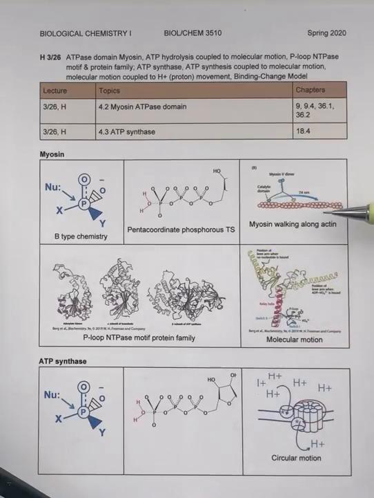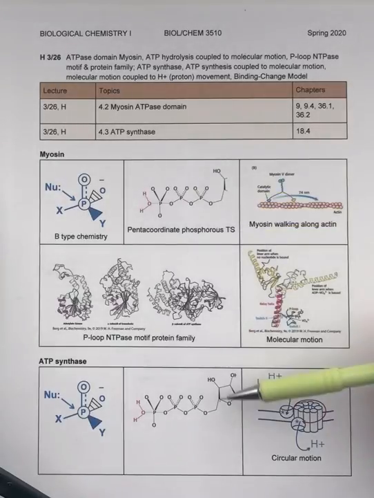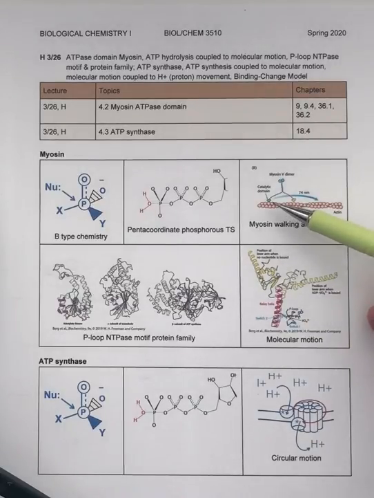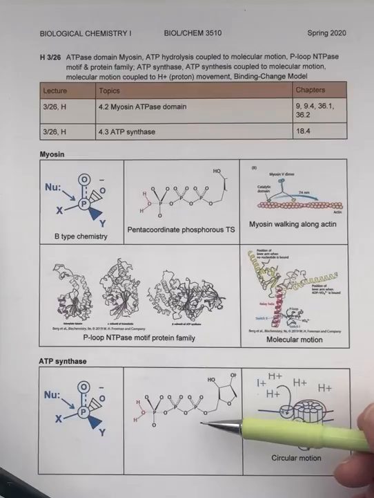The types of molecular motion that are coupled to the formation of this transition state are different. For myosin, we see that ATP hydrolysis drives the walking movement of myosin along a track of actin. And for ATP synthase, it's a circular type of motion driven by the movement of protons across the mitochondrial membrane. And this circular motion provides the mechanical force needed to fabricate ATP.